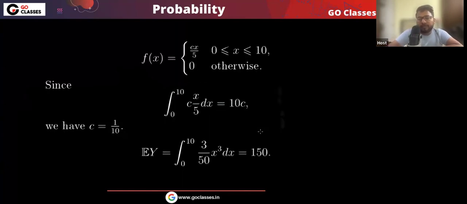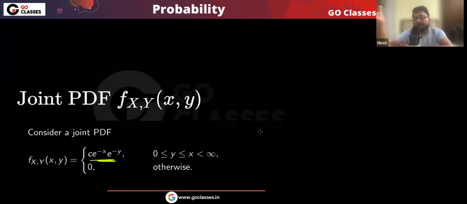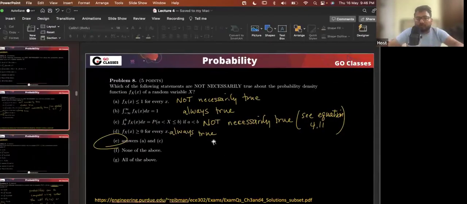Till now we have seen how to find the expectation and these things. Now we will be moving towards the joint PDF, and in case of joint PDF, let's suppose they ask you to find the expectation in these complex cases. So let's see how to do it.